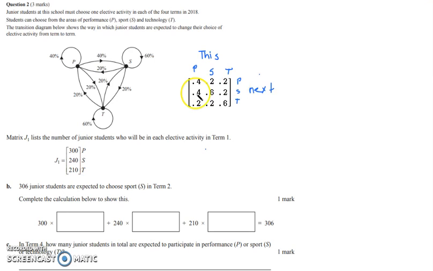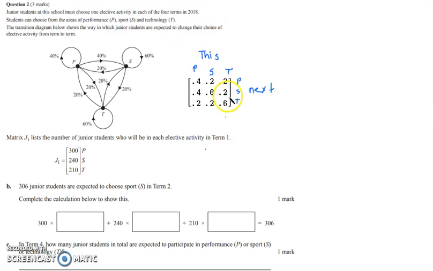So part B is: 306 junior students are expected to choose sport in term 2. So if we add this term, next term, 306 are expected to choose sport. So we've got our sport here. Complete the calculations shown below, where we've got 3 values we need to place that equal up to 306.